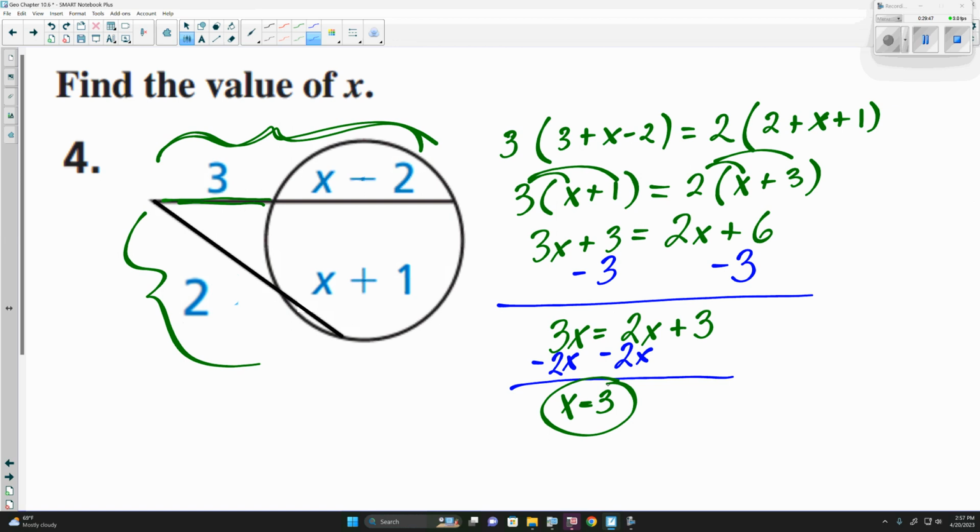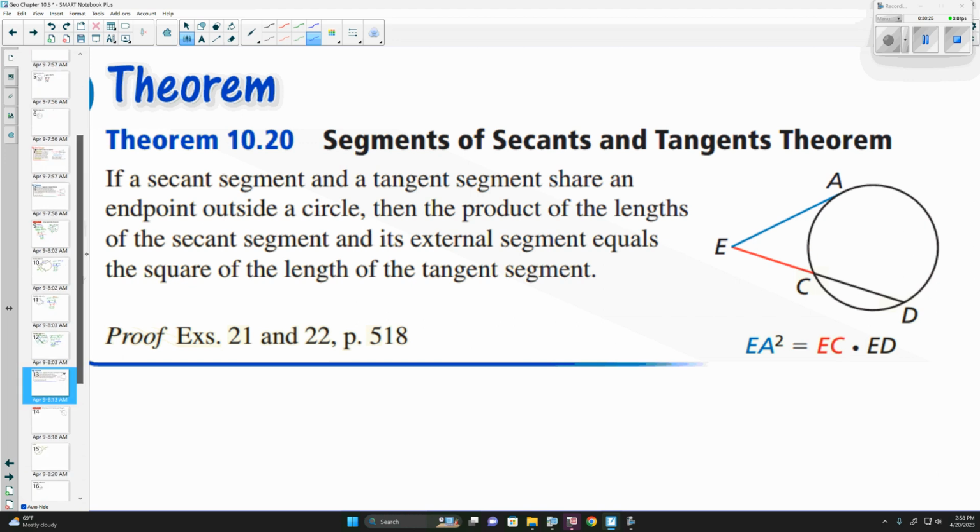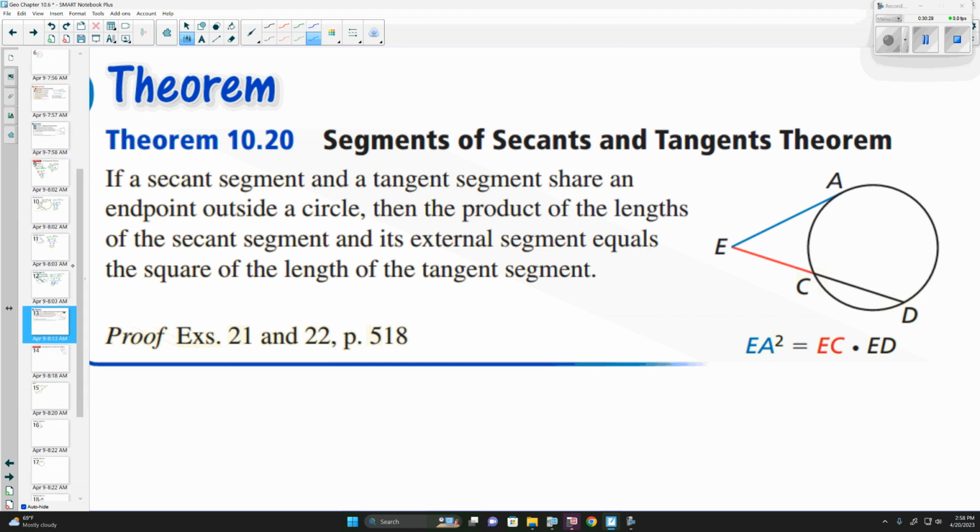Value of x. Any questions on any of this here? Because if we plug this in, this value would be 4. This value would be 1. So we're saying 3 times the whole, which is 4, which would be 12. The exterior is 2. 2 plus 4 is 6, times 2 is 12. So they are the same. Now we will finish this tomorrow.